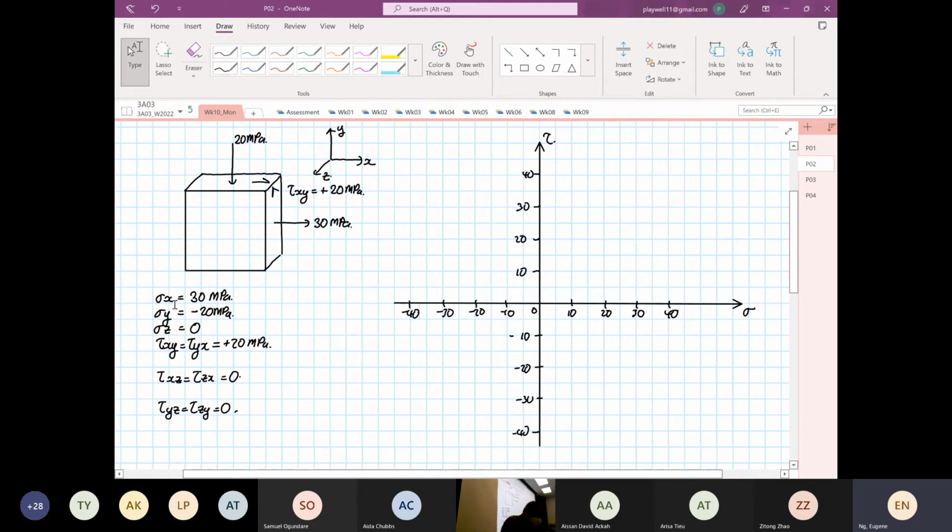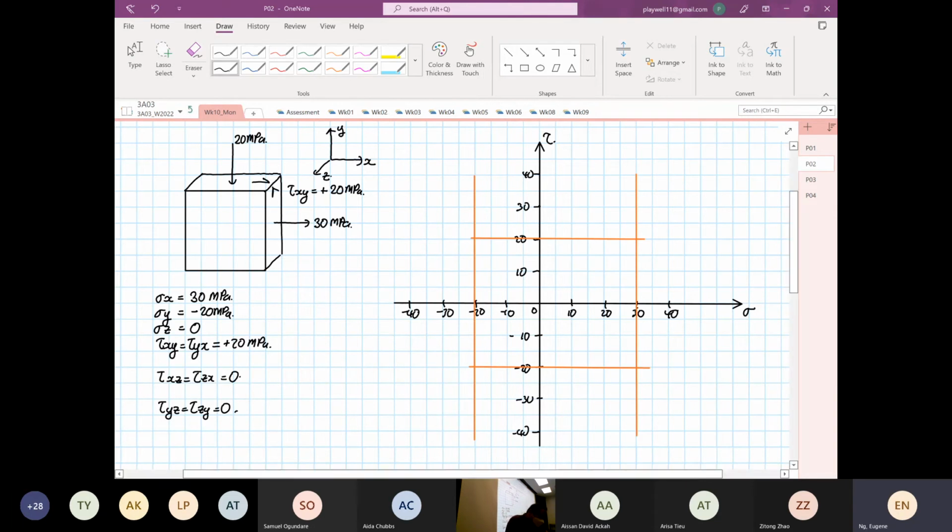We draw our XY plane circle first, okay? Our normal 2D Mohr circle first. So we have 30 over here, we have 20. Then we have a shear of 20, and then we have another shear of 20.